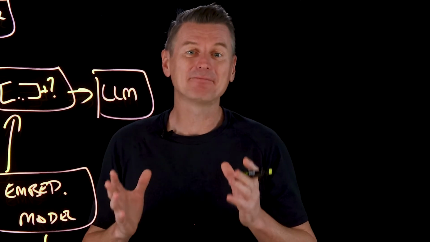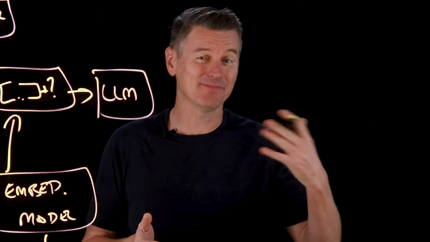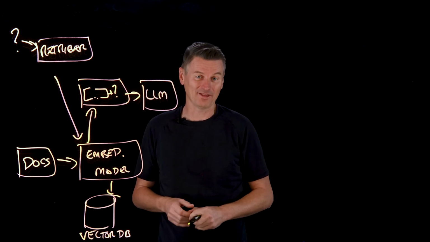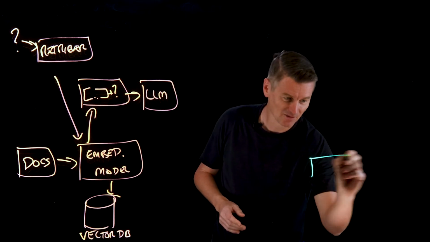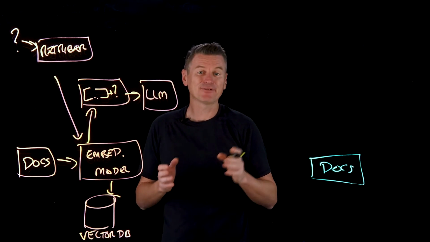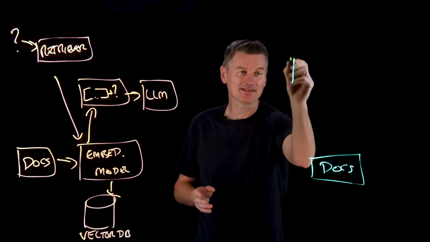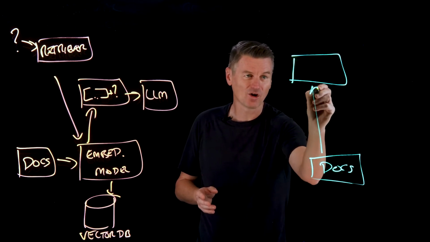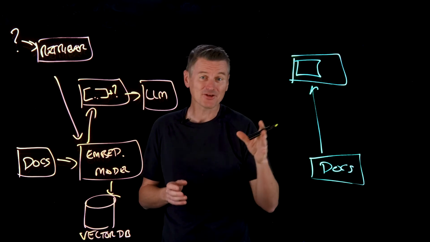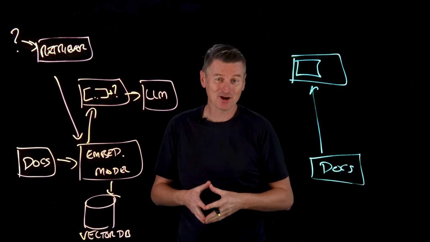Well, CAG takes a completely different approach. So instead of retrieving knowledge on demand, you front load it all into the model's context all at once. So we'll start again with our documents. This is all of our gathered knowledge, and we're going to format them into one massive prompt that fits inside of the model's context window. So here it's going to fit into this. Now this could be tens or even hundreds of thousands of tokens.